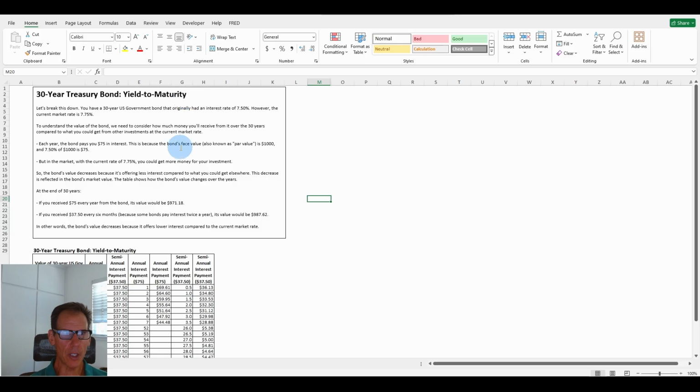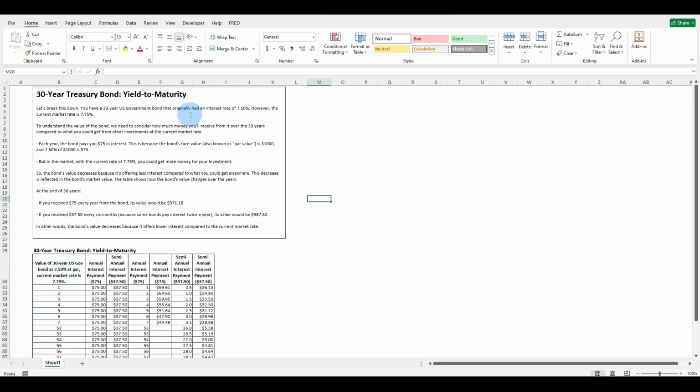Calculate the yield to maturity. Let's break this down. You have a 30-year U.S. government bond that originally had an interest rate of 7.5%. However, the current market is 7.75%. To understand the value of the bond, we need to consider how much money you'll receive from it over the 30-year period compared to what you could get from other investments at the current market rate.